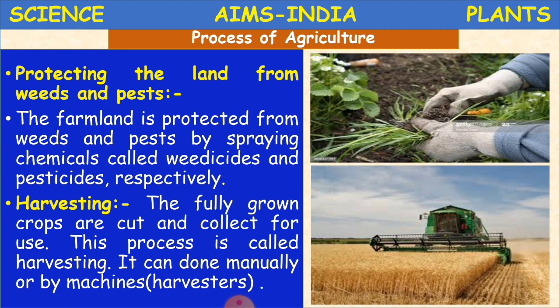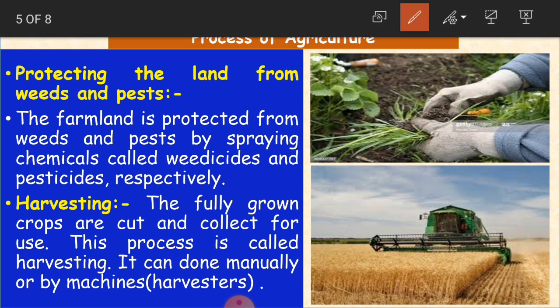Harvesting can be done manually or by using machines which are called harvesters. What are the machines called, children? Harvesting machines are called harvesters. And harvesting is nothing but cutting the crop and collecting it for use. See, if you look here, with the help of the machine, what are we doing? We are just cutting the crop. A large amount of crop is cut at once through this machine. We can do this manually also. Okay, this is harvesting. Clear, children?